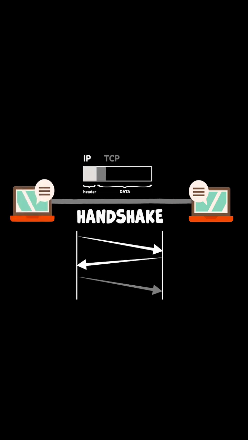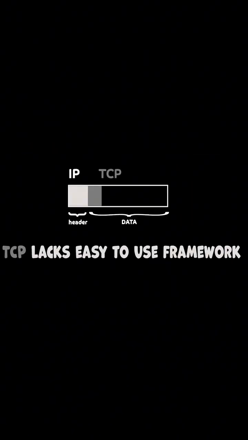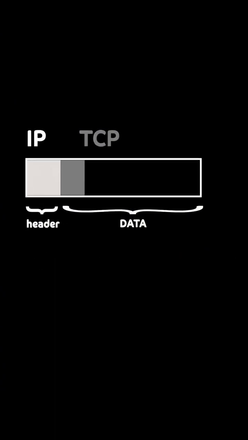And if any machine takes more than a fixed amount of time, the connection can time out, causing the TCP connection to terminate. TCP, however, lacks an easy-to-use framework that developers or software engineers like you and me can use to define a meaningful communication channel. With TCP, you're just sending arbitrary data. This is where HTTP comes in, which introduces a higher level of abstraction on top of TCP.